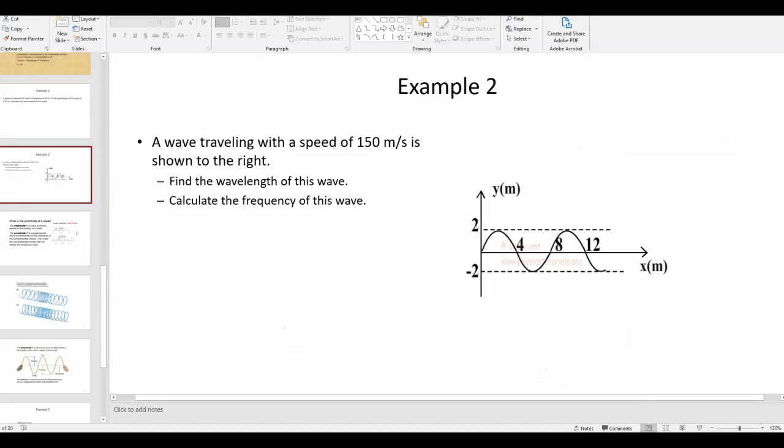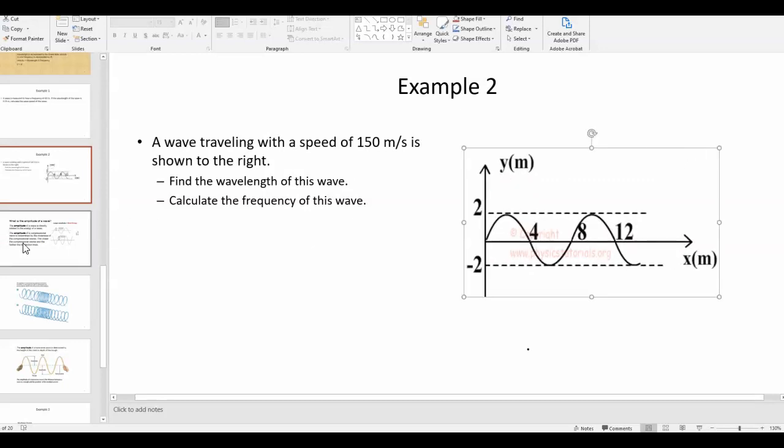All right, example 2. It says a wave traveling with the speed of 150 meters per second is shown to the right. So now we have to be careful because now we have a picture that we're supposed to use. All right, so let's take a look at the picture. First of all, we're given the wave speed in the problem. So we have V. The first question says find the wavelength. In this case, we're not just finding the wavelength using an equation. We're using the picture and the graph to find the wavelength.